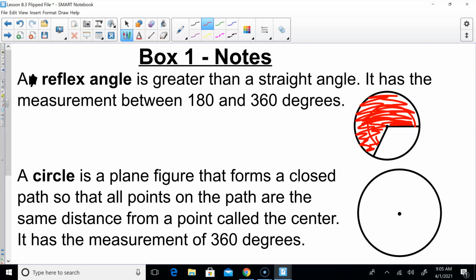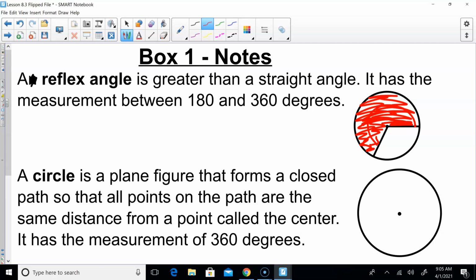And what is a circle? Well, it's probably the most technical definition you're going to get, or mathematical definition. A circle is a plane figure that forms a closed path so that all points on the path are the same distance from a point called the center. It has a measurement of 360 degrees.